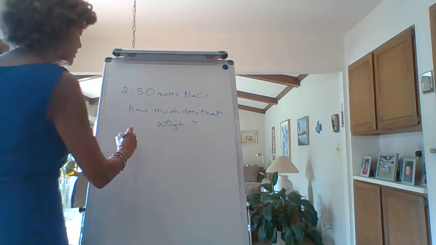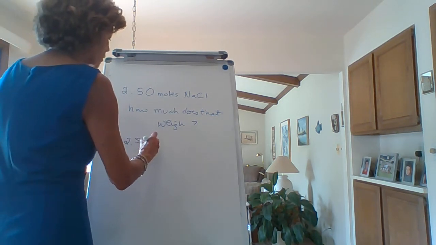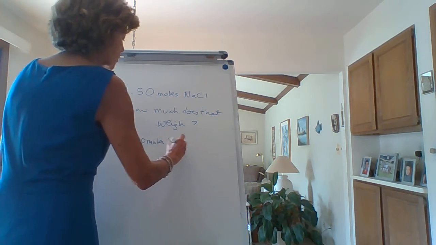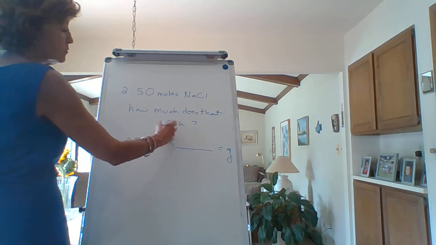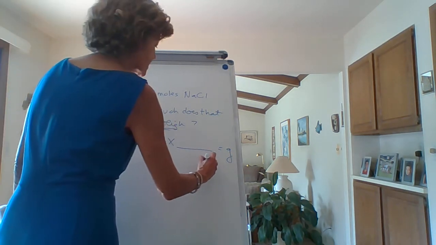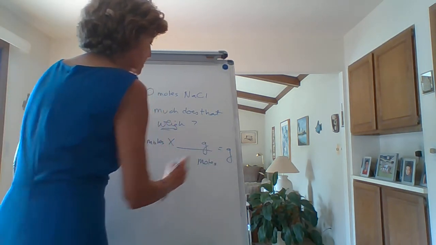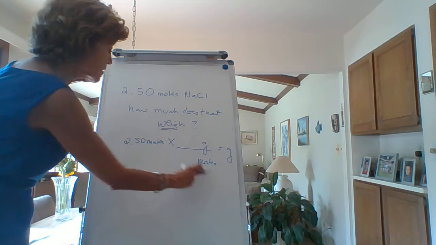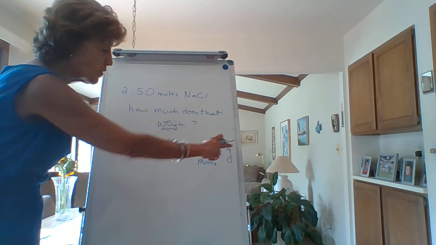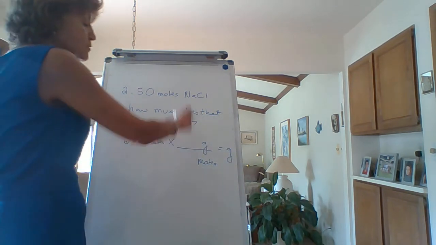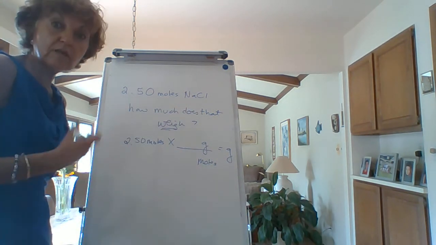So you've got 2.50 moles, and you want to go to grams of sodium chloride because that's what weigh is. So we're going to put moles down here and grams up here. Why are you putting moles down here? Because that's what you want to cancel. Why is grams up here? Because that's what you want to end up with. Anytime you see moles and grams as a conversion factor, that is molar mass.